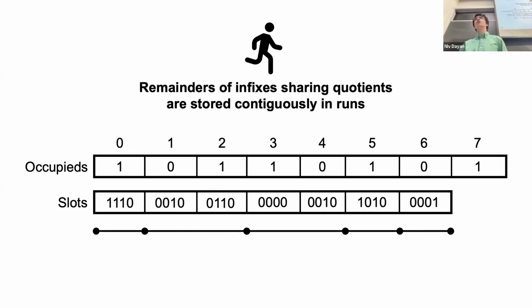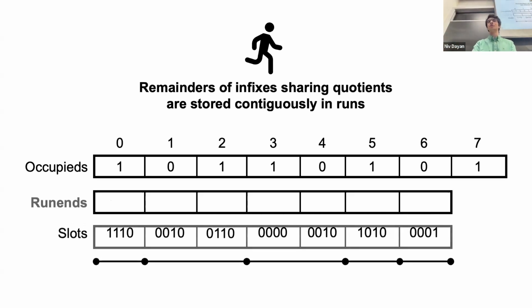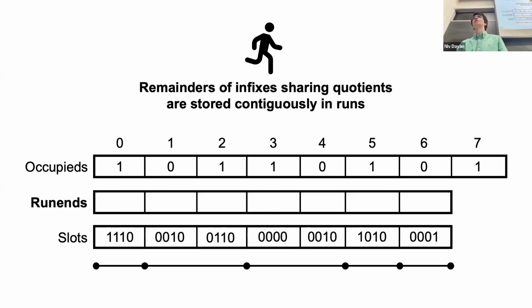The only thing that you need now is some way of being able to tell where runs begin and end. And for that, you just use a run-ins bitmap, similar to a quotient filter. So for each slot that ends a run, you're going to store a 1, and for all other slots, you're going to store a 0. And that's it.